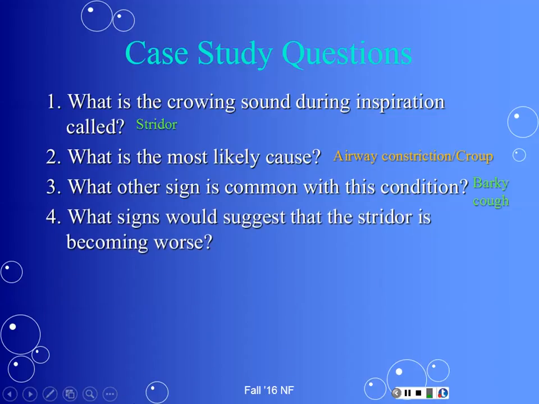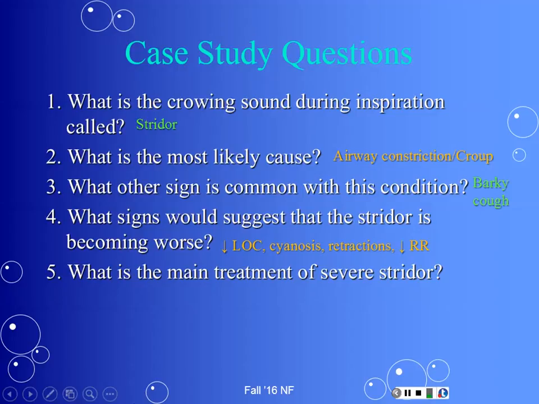What signs would suggest that the stridor is becoming worse? Stridor at rest, that's good. Retractions, other signs of increased work of breathing. So decreased LOC, stridor at rest. Retractions, the respiratory rate's now dropping, or they're starting to become cyanotic.